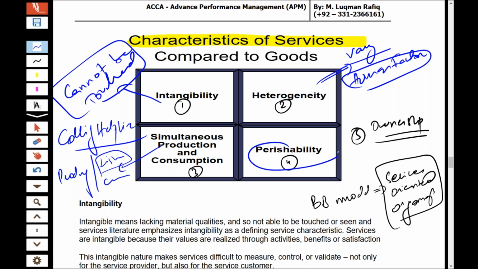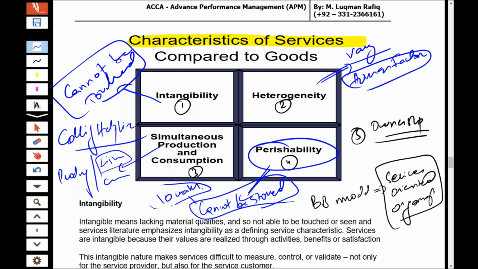The next one is perishability. The service cannot be stored. Think about a restaurant. A restaurant has got 10 waiters. Nobody showed up this morning. All 10 waiters would be free. Of the visitors who showed up in the afternoon, only 5 waiters were utilized. The rest of the 5, their time cannot be stored.